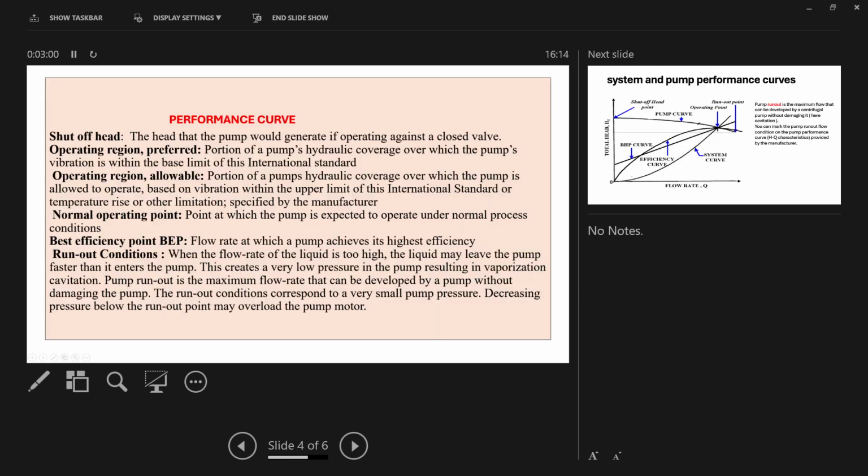Now the shut off point means when you start a pump and close the discharge valve, at that time your pressure will be maximum and flow will be minimum, flow will be 0. This is called your shut off head.